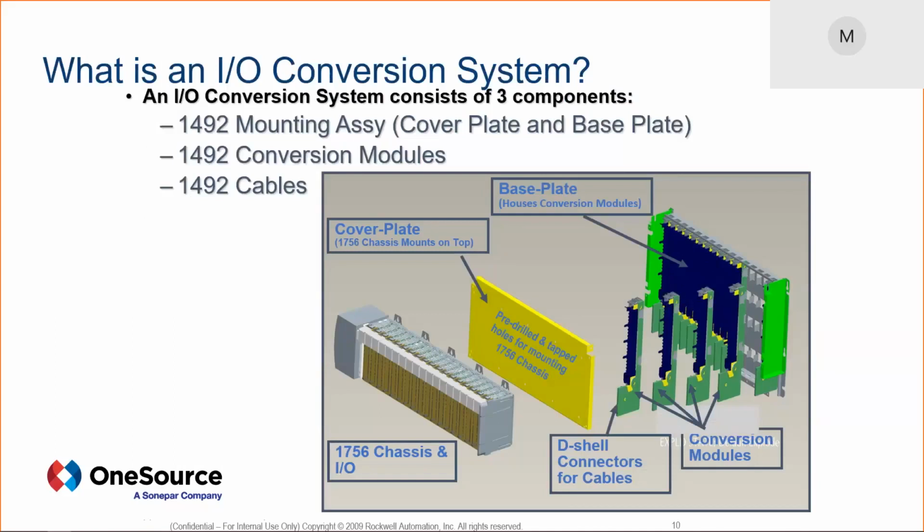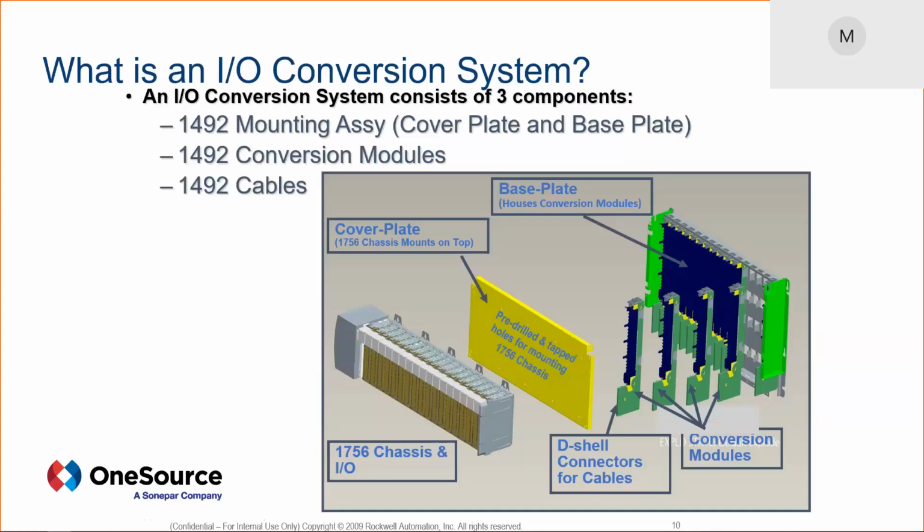So in this picture here, you'll see the base plate that has the rail on the top for the swing arms. And so there's these conversion modules based on the 1771 modules you're replacing. These plug into the base plate, and then there's the cables that are pre-wired, that plug into here, that are ordered to mate with the new 1756 IO in the 1756 chassis.